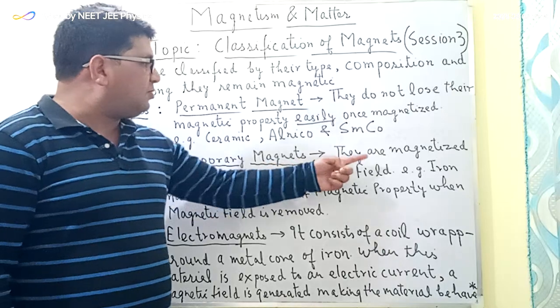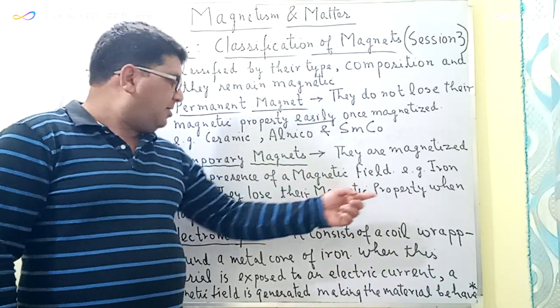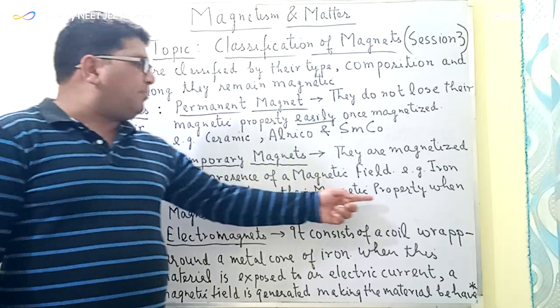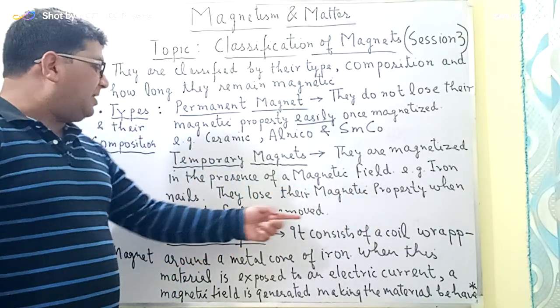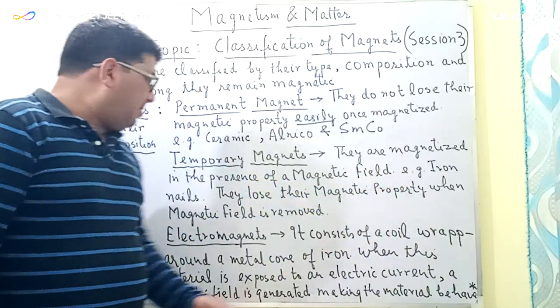Temporary magnets are those magnets which are magnetized in the presence of a magnetic field, and these magnets lose their magnetic property when the magnetic field is removed. The most common example is the iron nails.